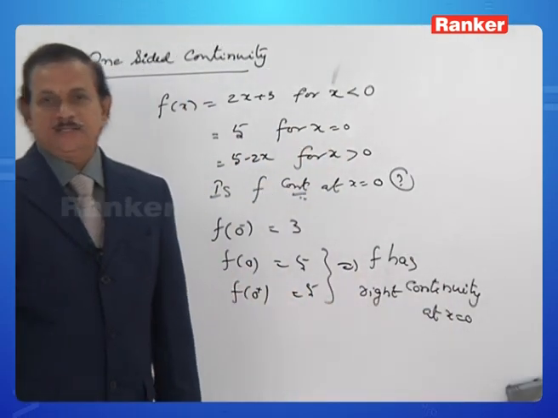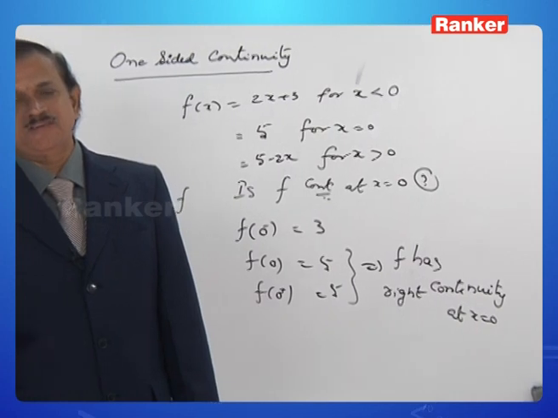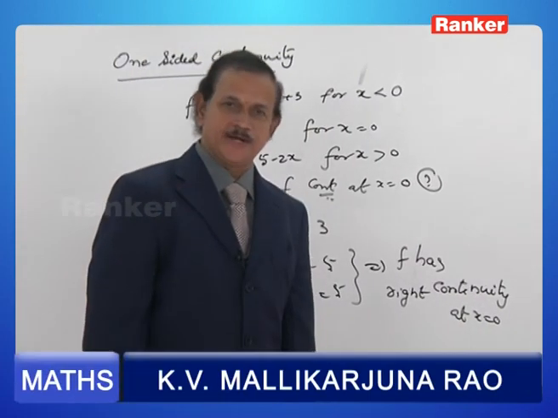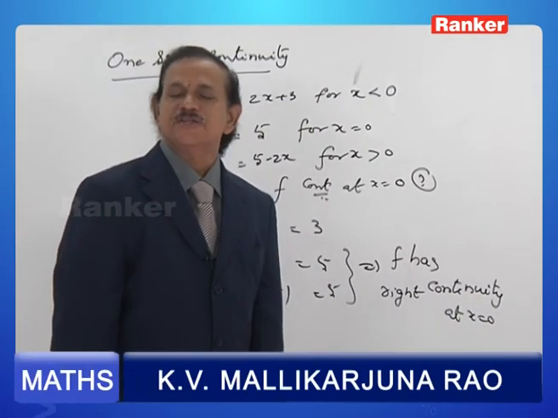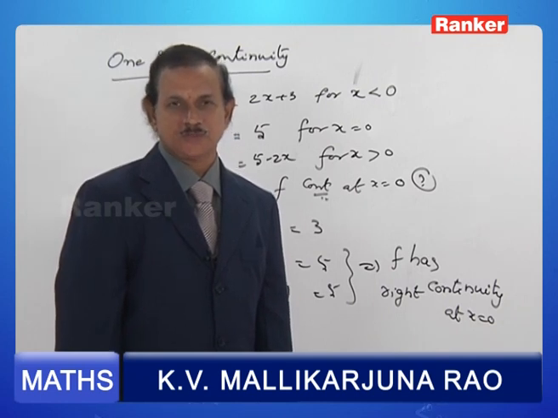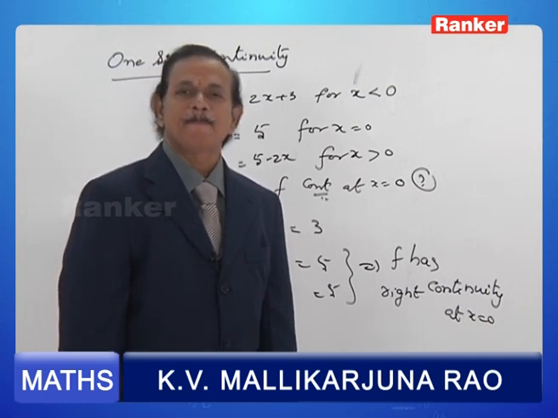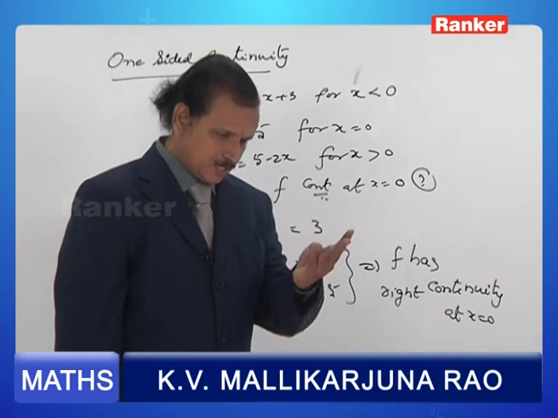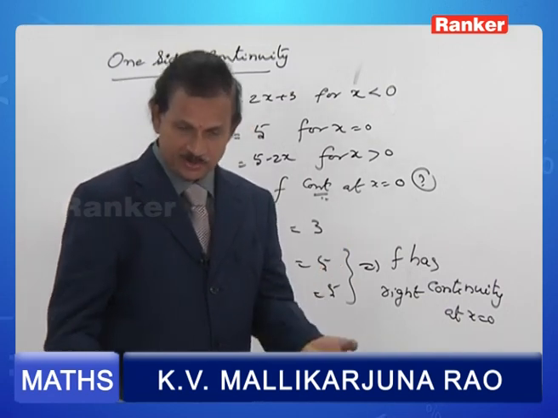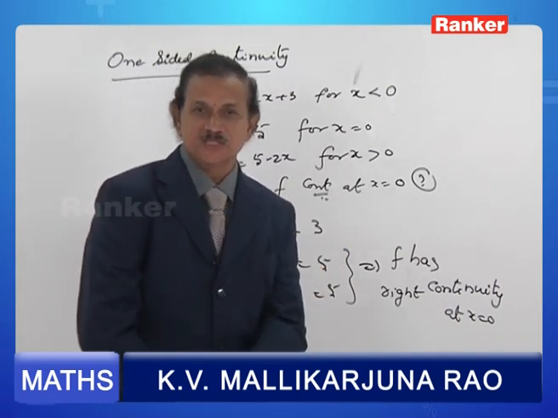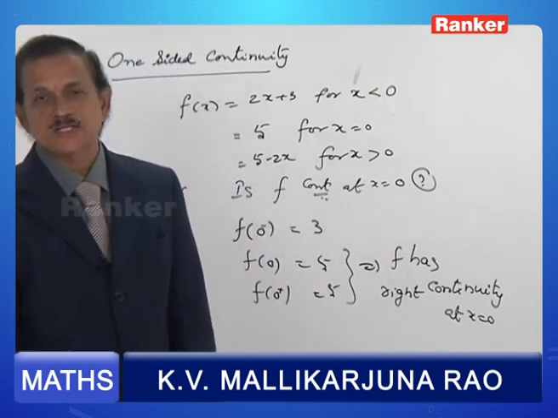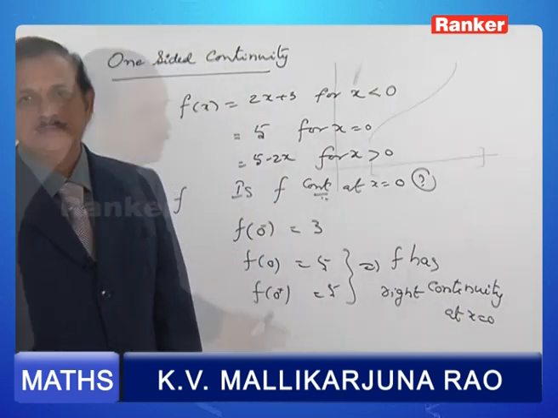One thing is very clear. If a function has both left continuity and right continuity at a particular point, it is surely continuous at x equal to that point. And if either left continuity fails or right continuity fails, we say that the function is discontinuous at x equal to that point.